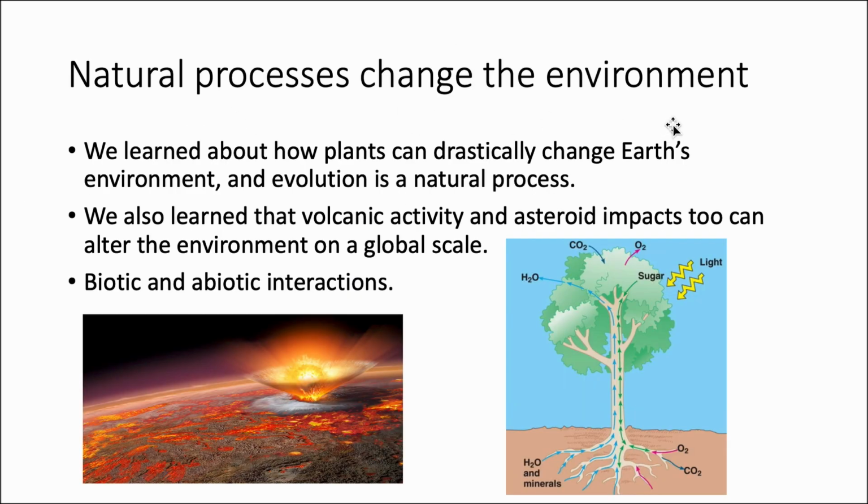Now I want to focus on natural processes that change the environment. This should be a little bit of review from these extinction events. We learn how plants can cause and can drastically change the Earth's environment. From the late Devonian, we obviously see that vascular plants change Earth's landscape on an absolutely global scale. And we learn how evolution is a natural process. We also learn that volcanic activity and asteroid impacts too can alter the environment on a global scale. And I talked about those biotic and abiotic interactions changing along with the temperature of our planet.